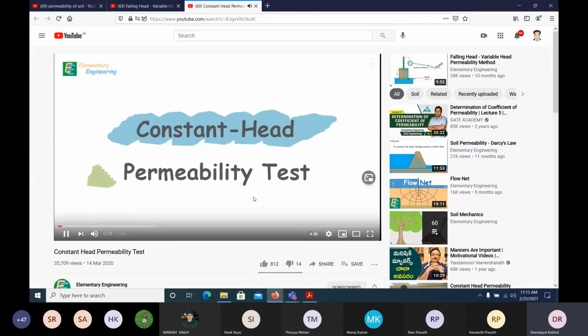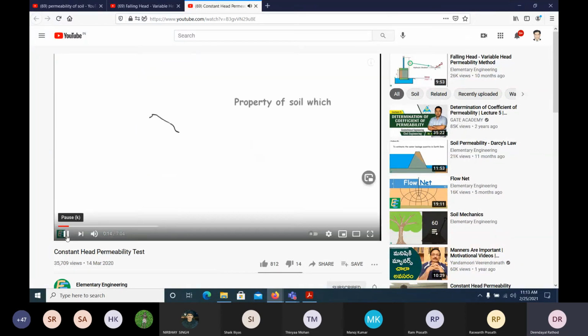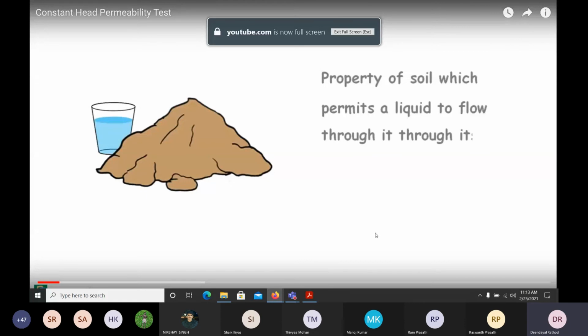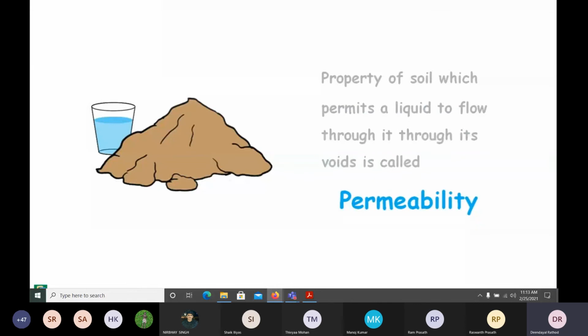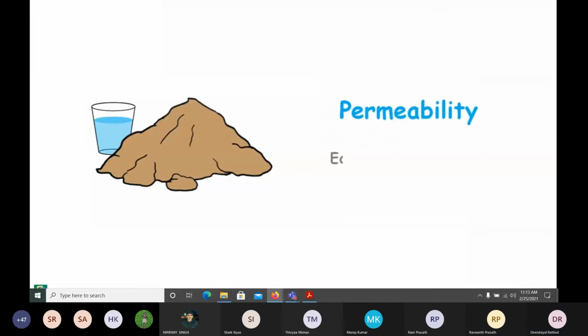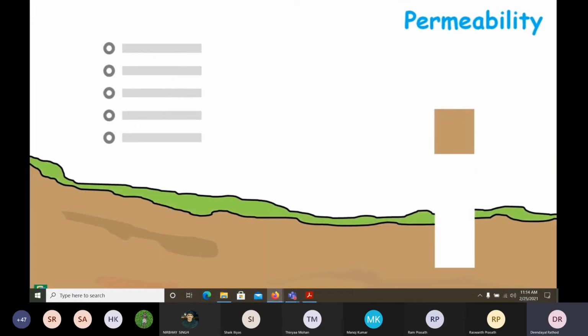So look at this one. I'll also be here only. Let us see. Any soil, when depositing, contains some voids in it. The property of the soil which permits water or any liquid to flow through it through voids is called permeability. Permeability is the ease with which water can flow through the soils. There are numerous methods through which we can measure the permeability of a soil in the field or of a representative sample in the laboratory.